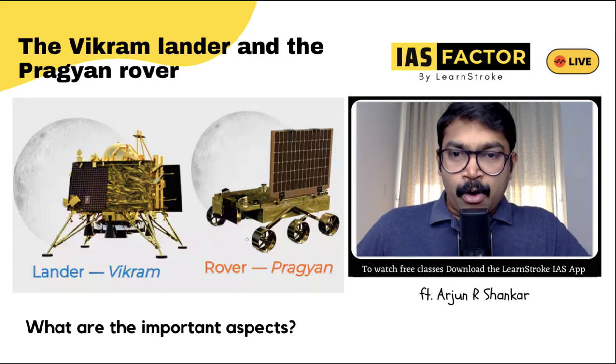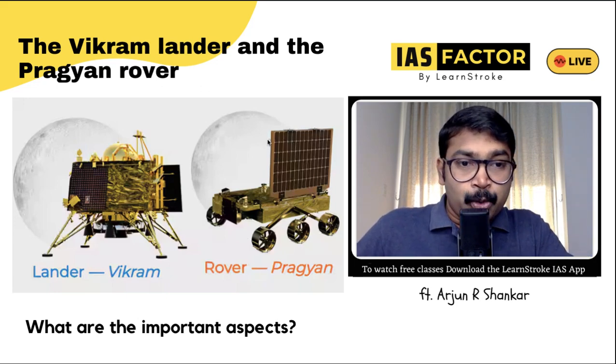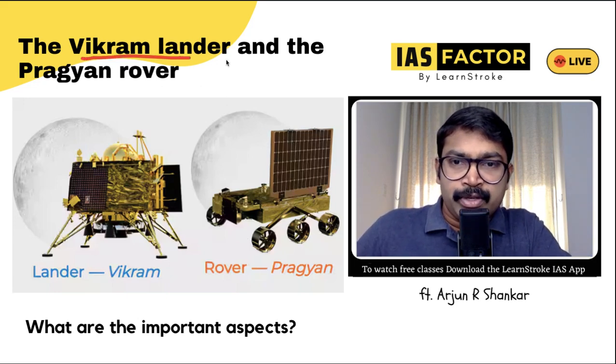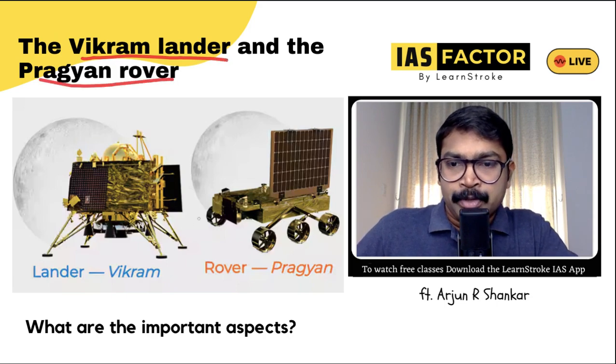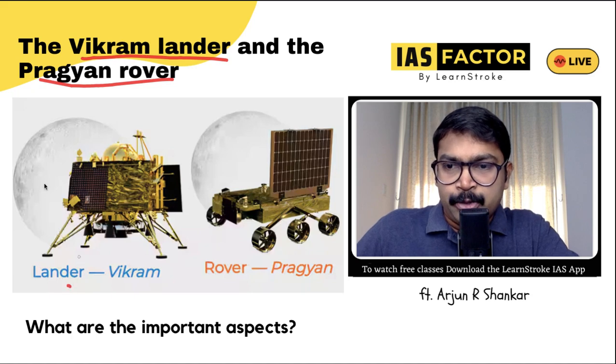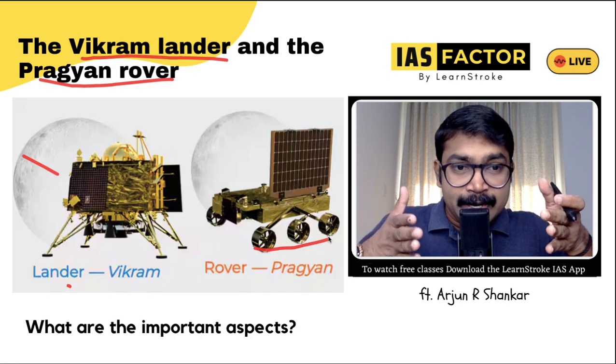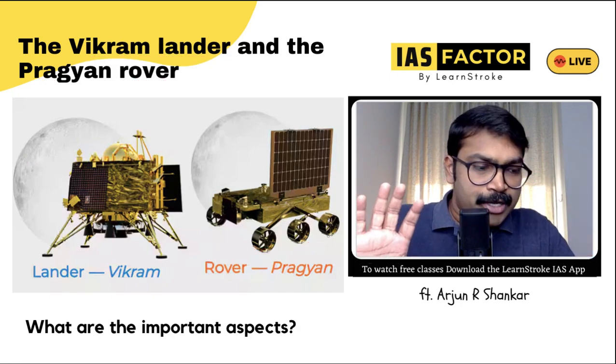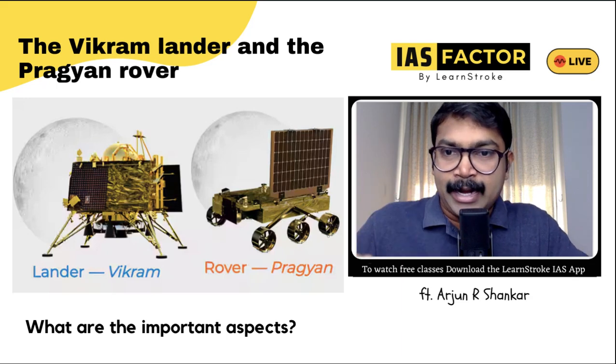Now let's quickly move on to one of the last topics. Chandrayaan 2 is something that we have discussed. What was the Vikram lander and Pragyan rover? So this is the lander, you can see in the picture, and rover means it is actually moving. It has got some tires to move on. So let's know what the Vikram lander and Pragyan rover are in detail.